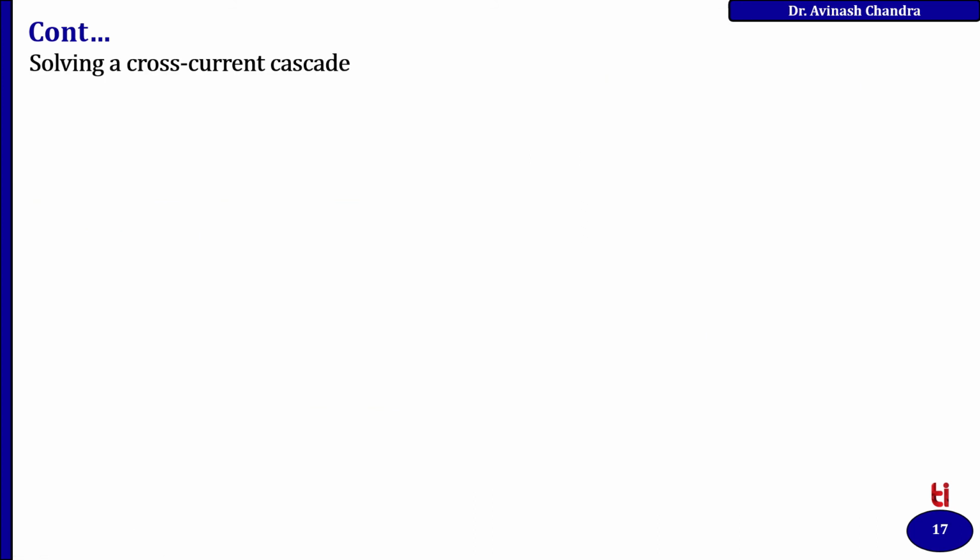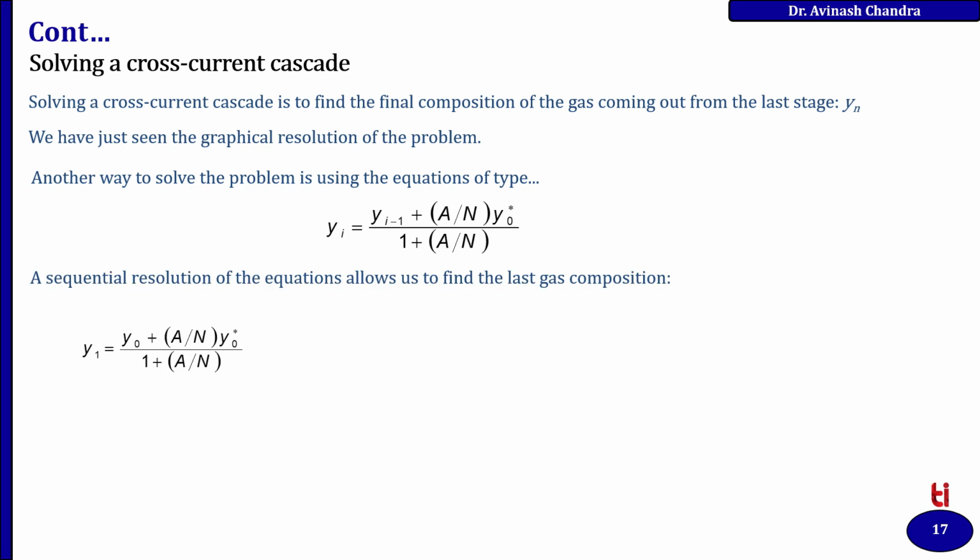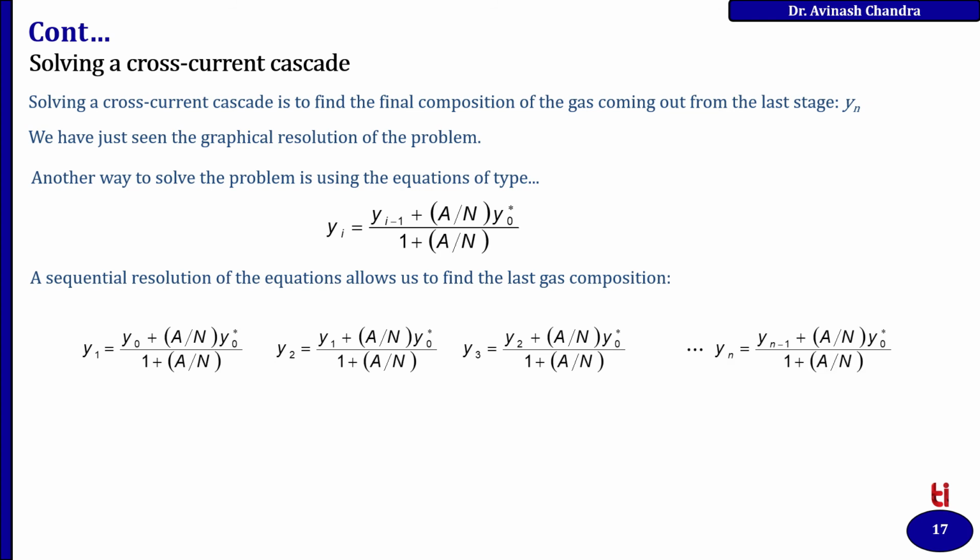So for the cross-current cascade, considering the last stage is yn, we have yi equal to yi minus 1 plus (A upon n) into y naught star, upon 1 plus A upon n. The sequential resolution of the equations allows us to find the last composition. So we know y1, y2, y3, and so yn equals yn minus 1 plus (A upon n) y naught star upon 1 plus A upon n. You can see this y1 will be used here, and this y2 will be used here.